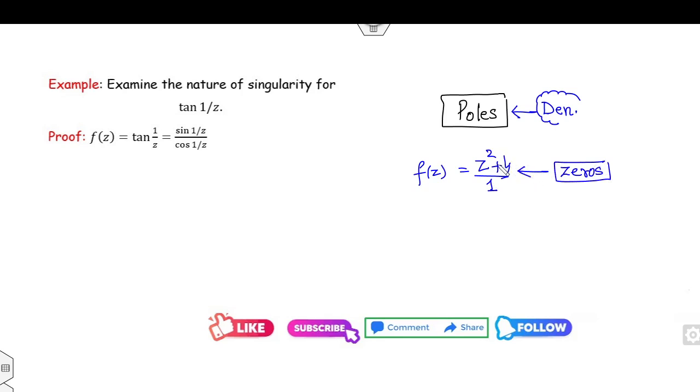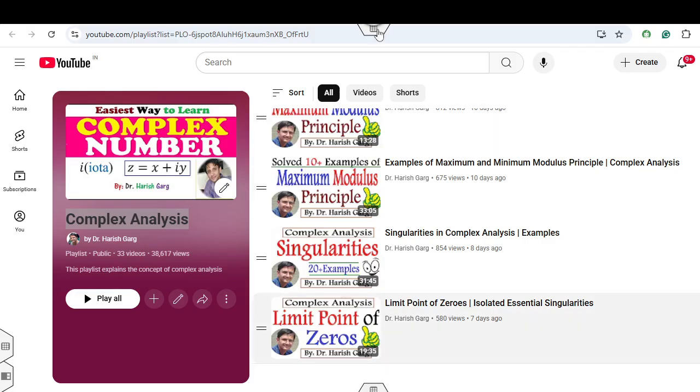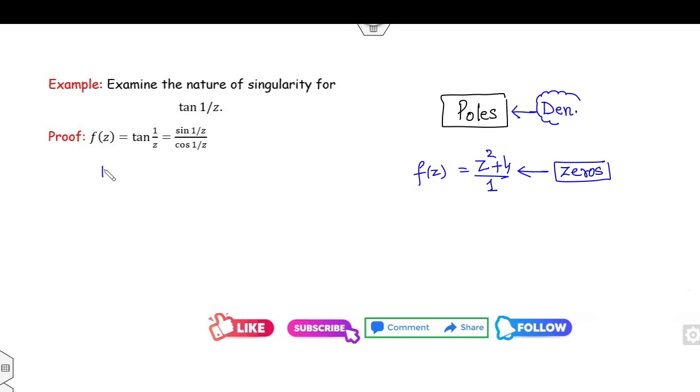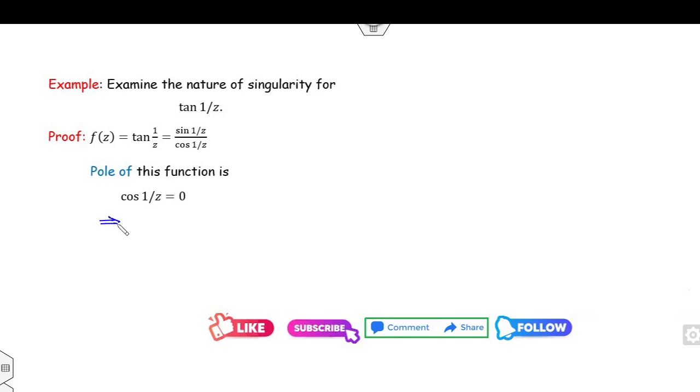Then only you can find the zeros of the function f of z, as I defined in the previous lecture, the limit point of the zeros. Now, can you find the poles of the function? The pole of the function is where the denominator is 0. That means 1 over z is (2n plus 1) pi over 2, where n is an integer. Can you find the value of z? z will be 2 over (2n plus 1) times pi. Now clearly this is a sequence. For different values of n, you will get different values of z.